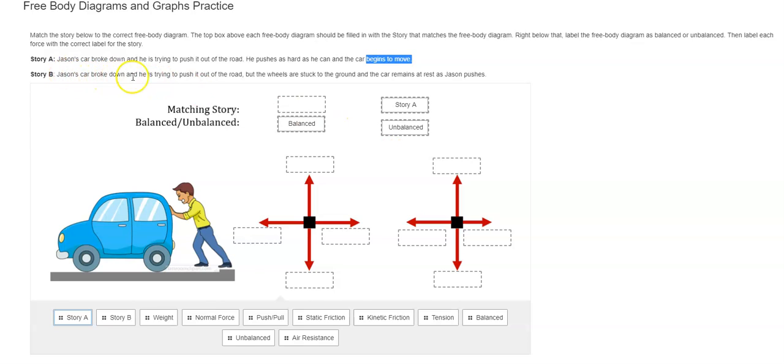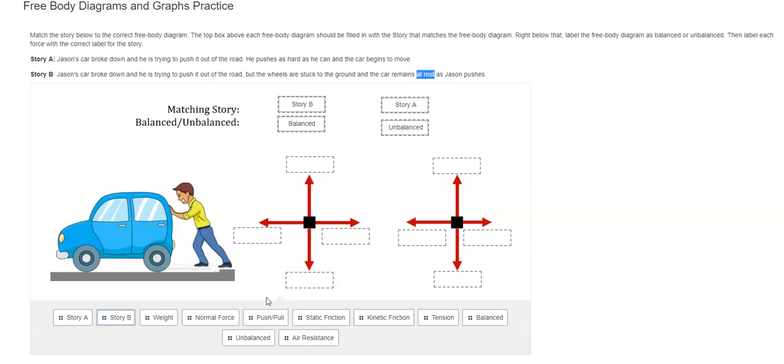Looking here, Jason's car broke down and he's trying to push it out of the road, but the wheels are stuck to the ground and the car remains at rest. Those are words that indicate the forces are balanced. So story B matches with this free body diagram, so I can go ahead and label it.